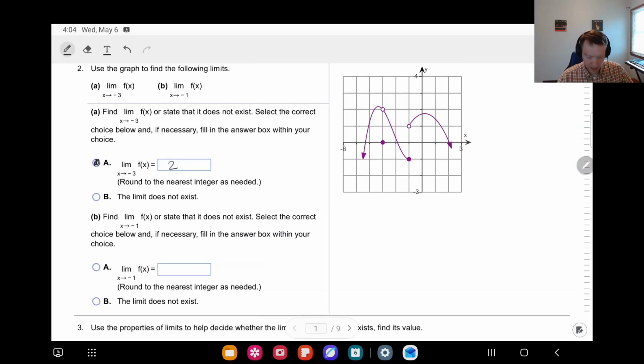So part B, the limit as x approaches -1. Well, here's the x value, -1. And notice that there's disagreement depending on the direction. So the left-handed limit is -1, that's this height here. But the right-handed limit is 1. So because there's this disagreement, that means that the limit does not exist. They have to be the same coming in from both sides.